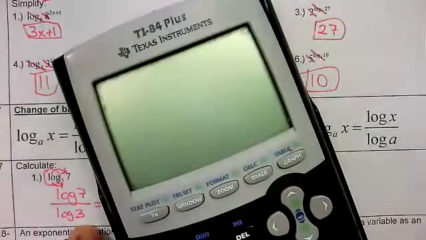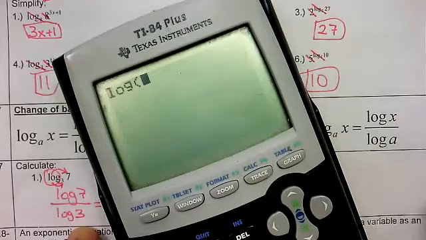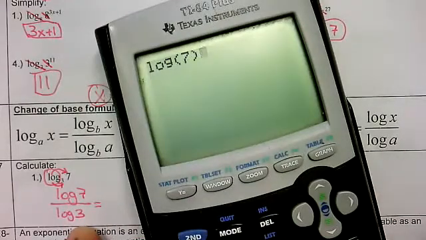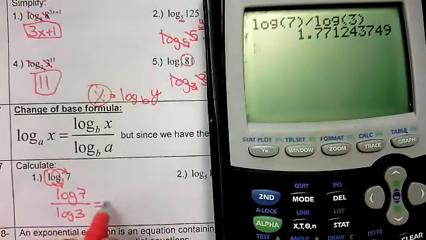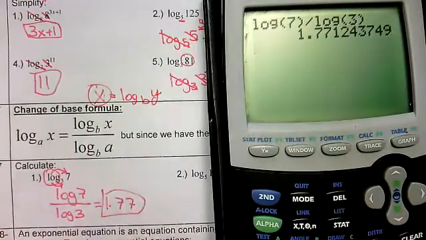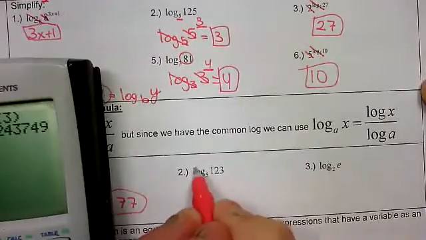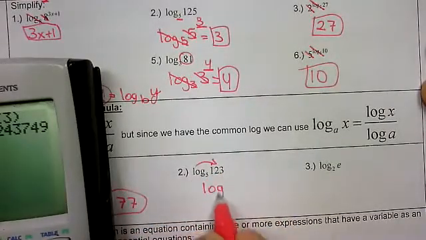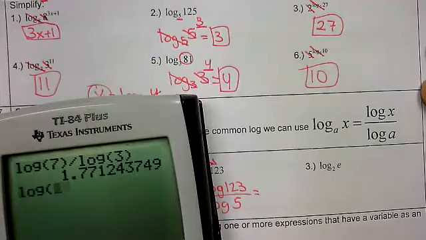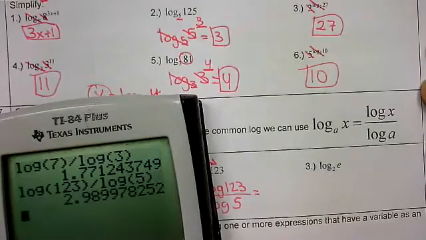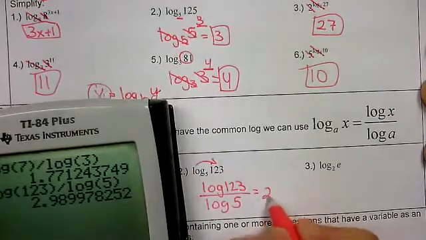So then on my calculator, I'm just going to do log of 7, close that parenthesis, important, divided by log of 3. Okay, and I get 1.77. So I actually get a value for this. So let's try this next one. So I'm going to take log of the argument. So log 123, okay, divided by log of my base. So when I punch this into my calculator, make sure you close that parenthesis, divided by log of 5, I get 2.99.